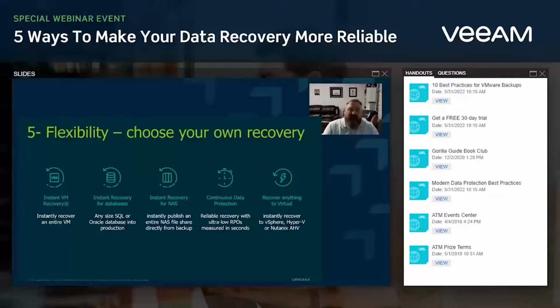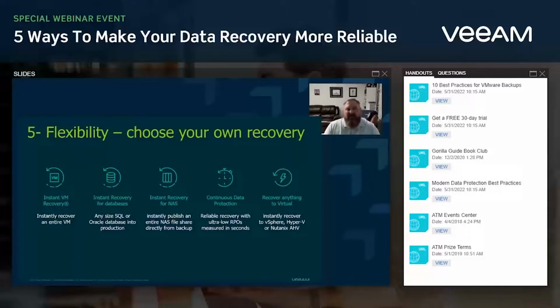Same thing for network attached storage, being able to instantly publish a share of any size directly from backup. And we say directly from backup, all of these things are coming direct from your backup. We're not having to use any type of staging storage or anything like that.